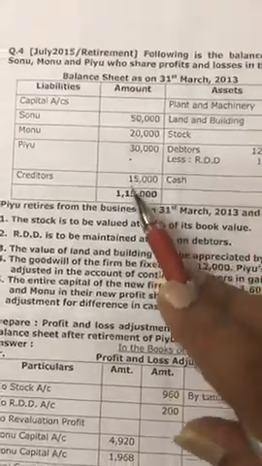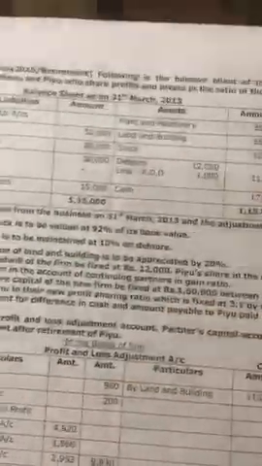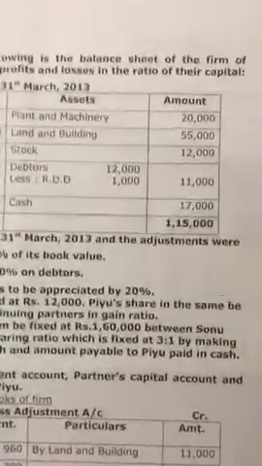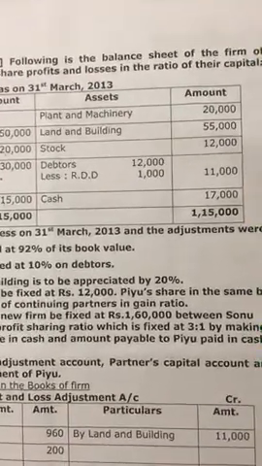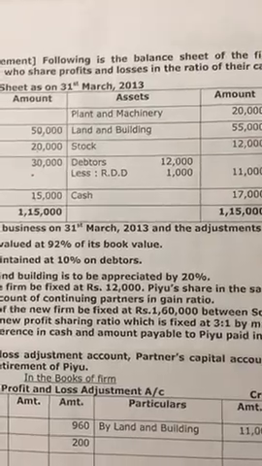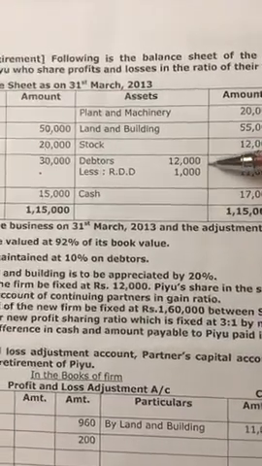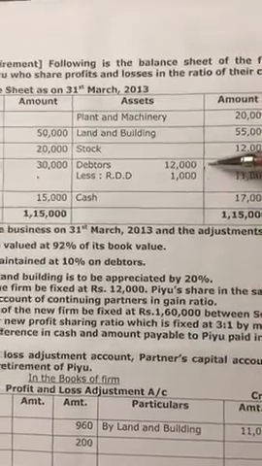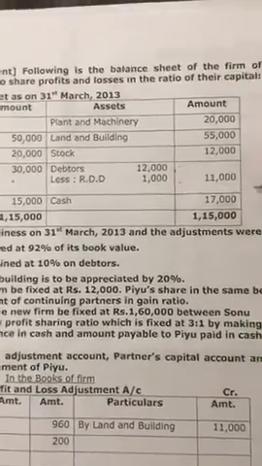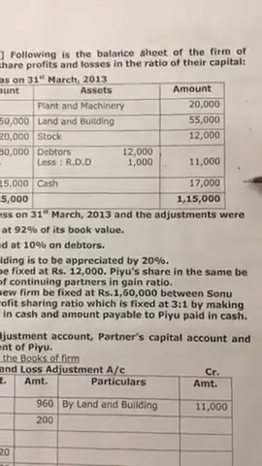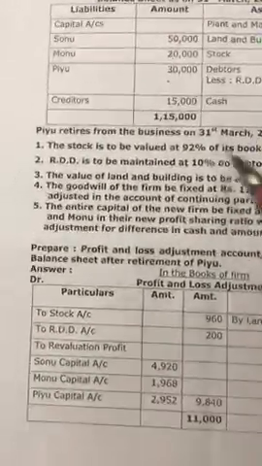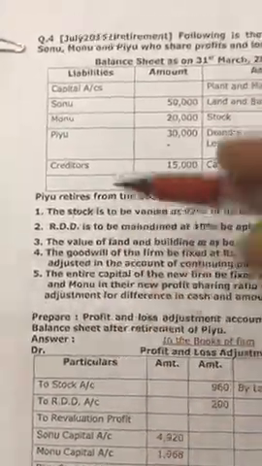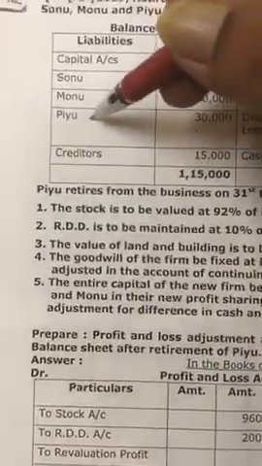Now creditors are given on the liability side. Now the question is plant and machinery, land and building, stock 12,000 gross, RDD, debtors less RDD, outer column 11,000, cash 17,000. Now PU retires. PU means immediately you should mark who is going to retire.